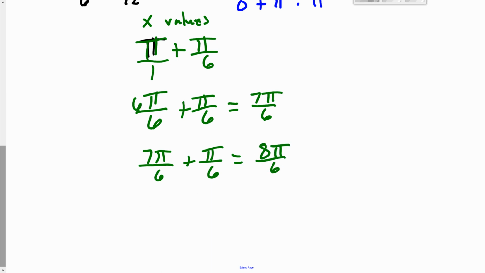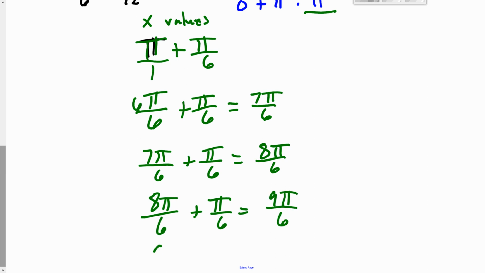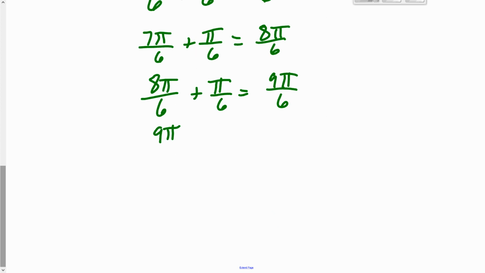Add another one, what you want to basically get is 5. You want to do your start and then 4 more, so 5 total x values. So next one, 8 pi sixth plus pi sixth is 9 pi sixth, and then after you're done with this you can reduce them, but really I don't care if you don't. 10 pi sixths or 5 pi thirds.